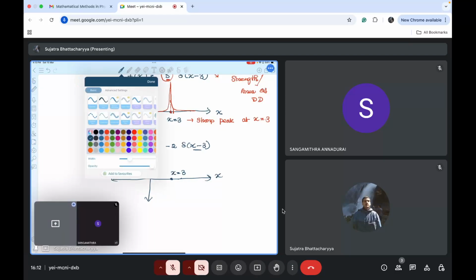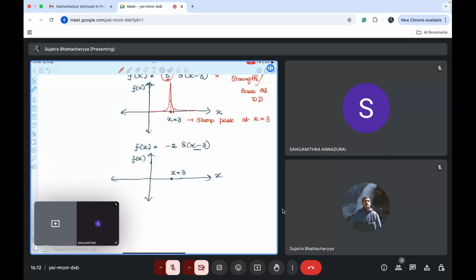So what you have to do is that you take this, and now this becomes something like this. Now it is minus 2. Remember, the area or strength is minus 2, so the direction changes. But x is equal to 3 remains the same. The sharp peak will still be at x is equal to 3, but the function values will change. It will be in the negative values. So this is how the Dirac delta is represented in graphical form.